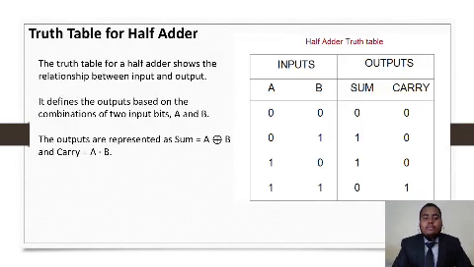Truth table for half adder. The truth table for a half adder shows the relationship between input and output. It defines the output based on the combination of two input bits A and B. The outputs are represented as sum, A XOR B, and carry, A AND B.